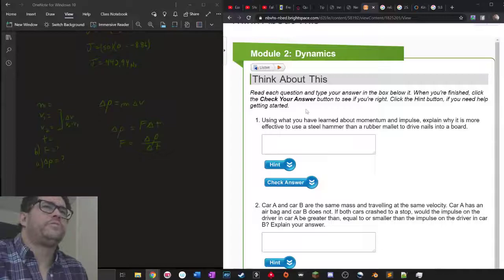Think about this. Okay, quick information here. We learn about momentum and impulse, explain in words. Why is it more effective to use a steel hammer than a rubber mallet to drive a nail into a board?